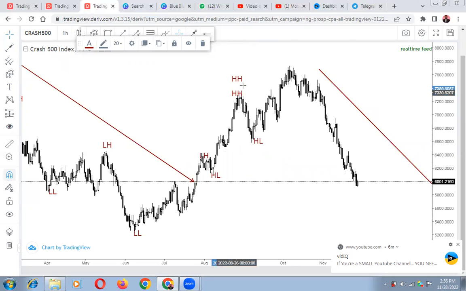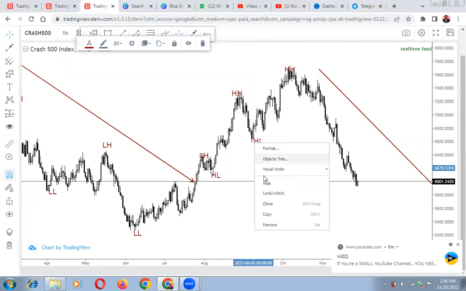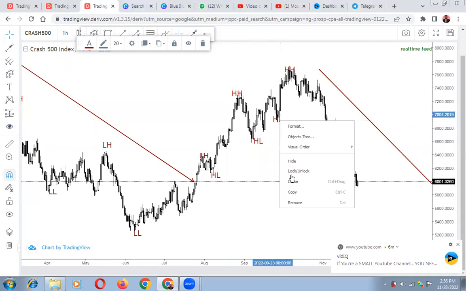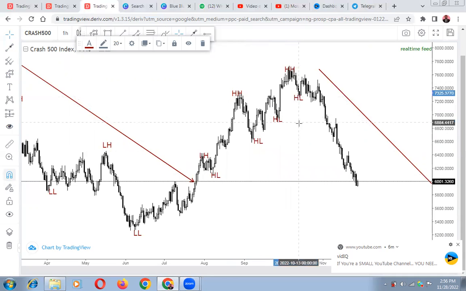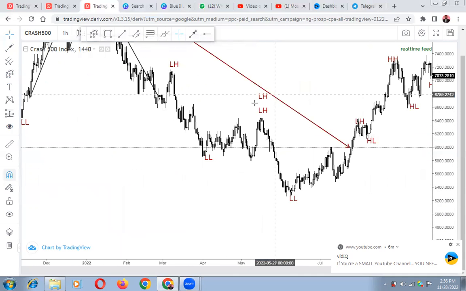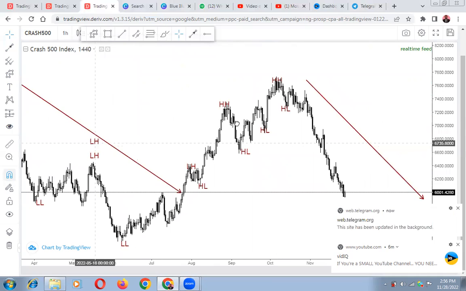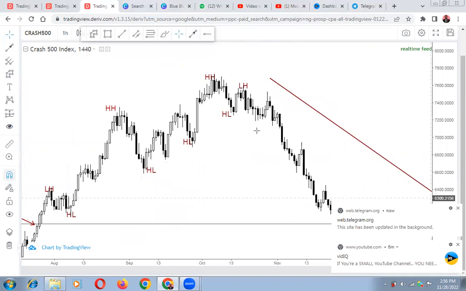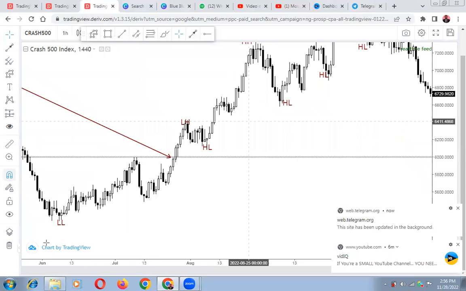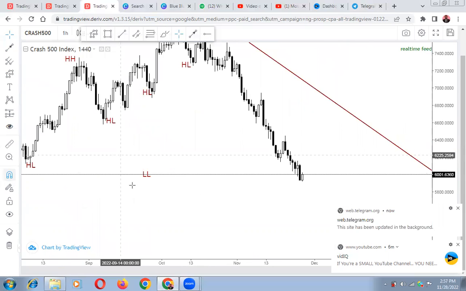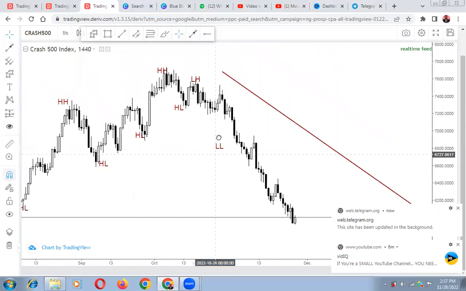Let's go. Price gave us a higher high. What did price do? Price gave us a higher low. Then here again, price gave us a higher low. Then what happened here? Price gave us a lower high. Price came and gave us a lower low.